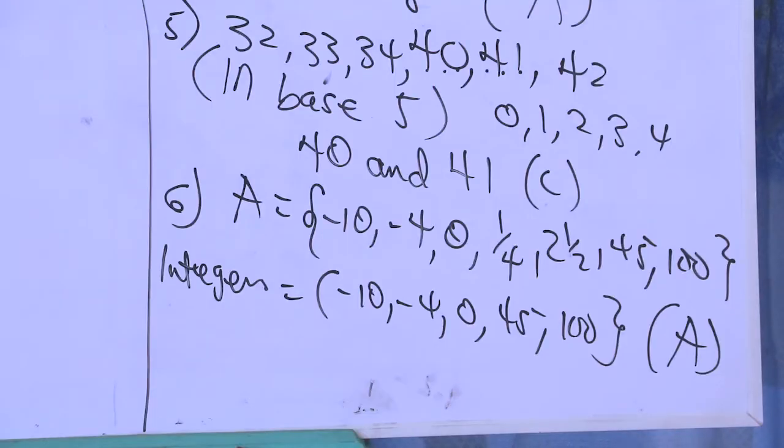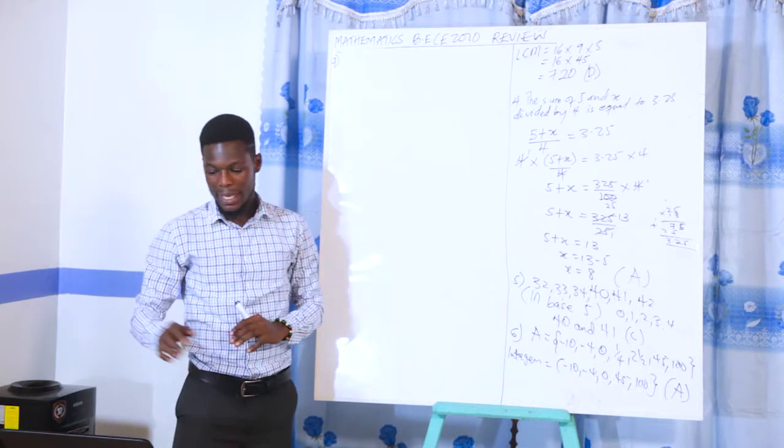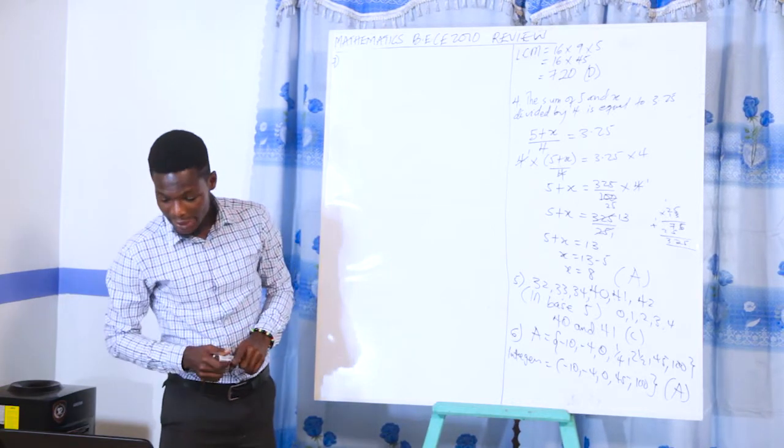All right. I believe you are enjoying the session. Right. So question 7, if you have your B.E.C.E pack, you continue with us. Find the total cost of 25 pens and 75 books, if each pen costs 20 pesewas and each book costs 30 pesewas.